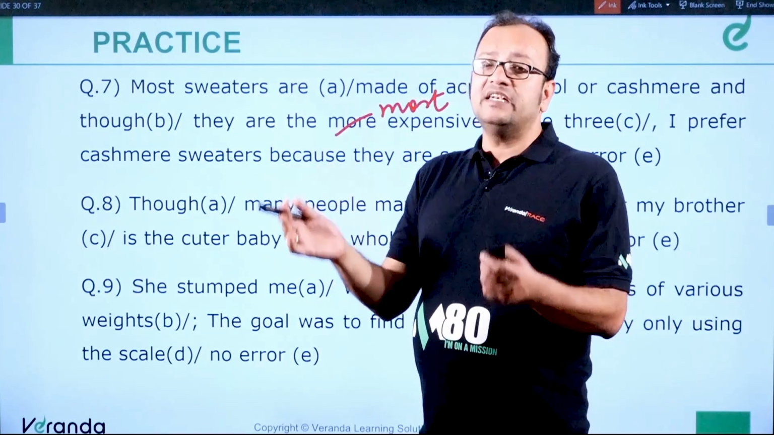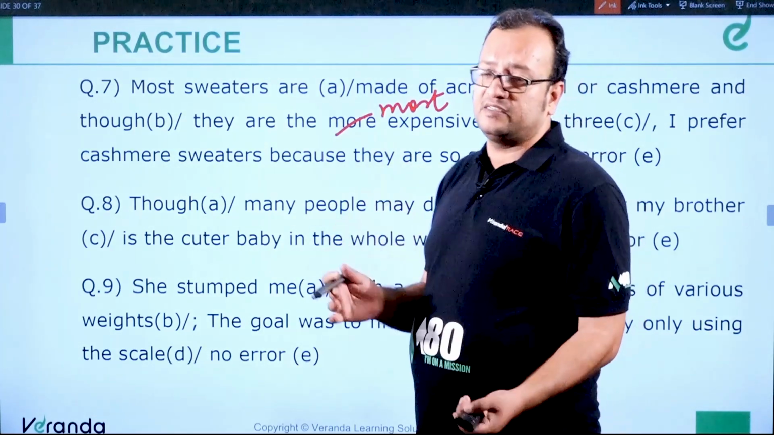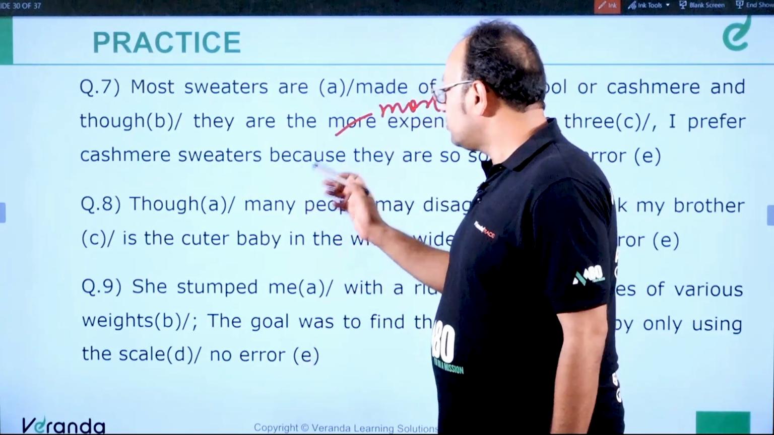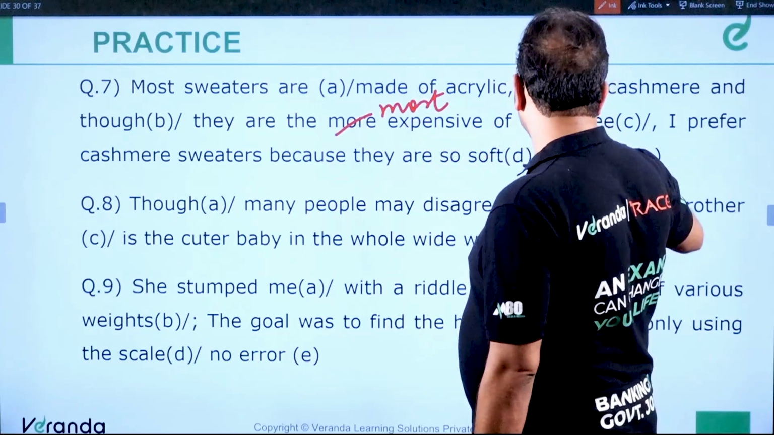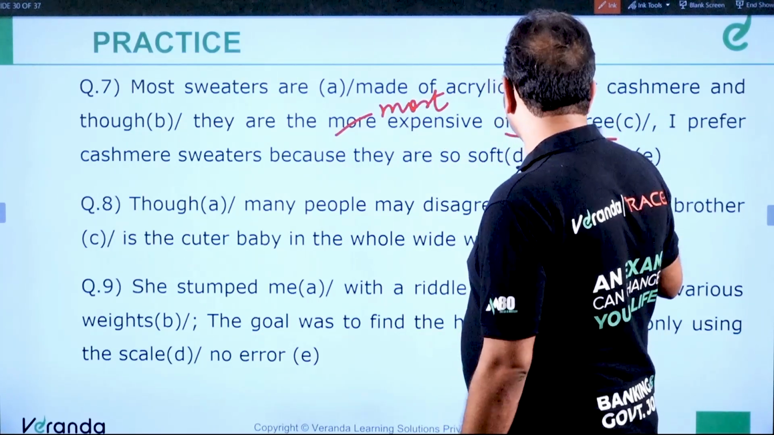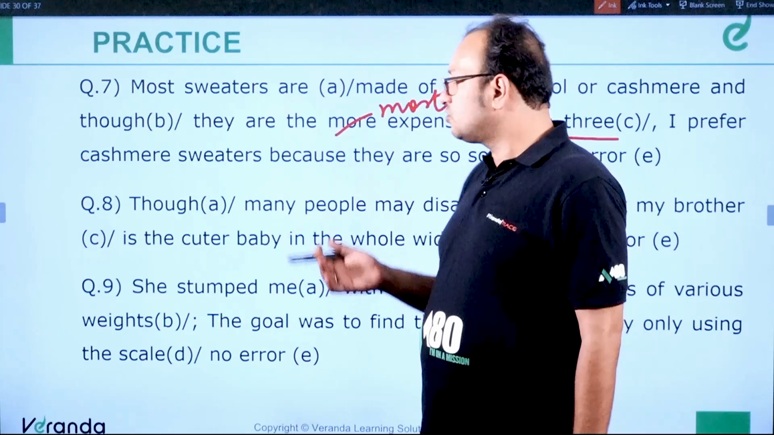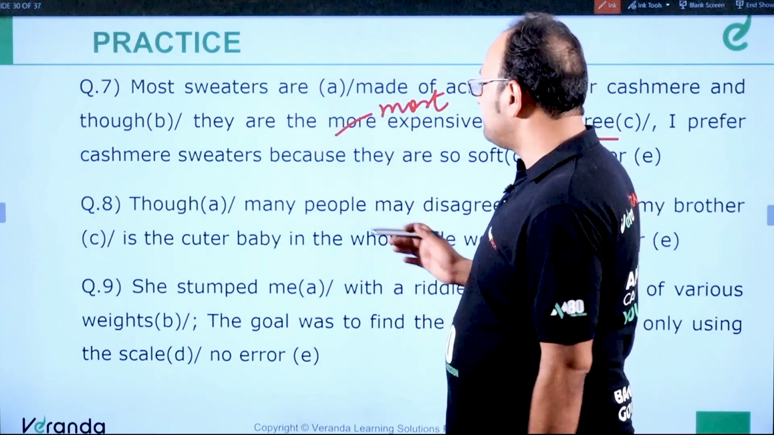Because we are comparing more than 2 varieties of sweaters. Clear? So it should be the most expensive of the 3, because we are talking about 3 varieties of sweaters, so it should be the most expensive. Clear?